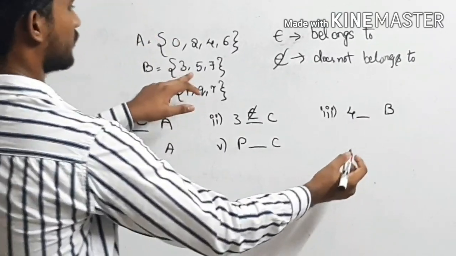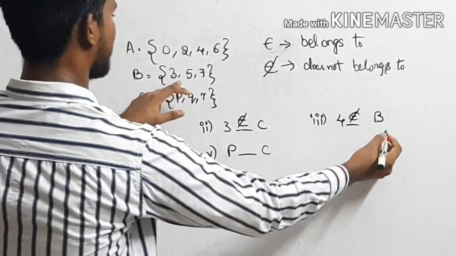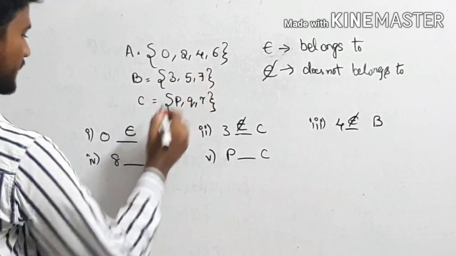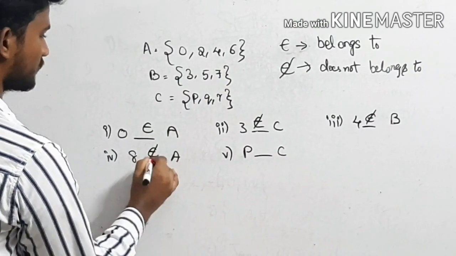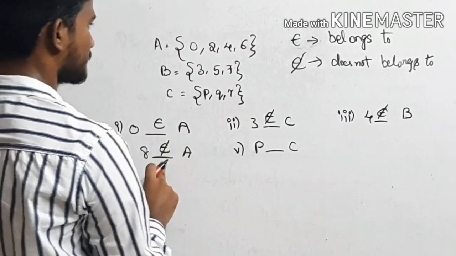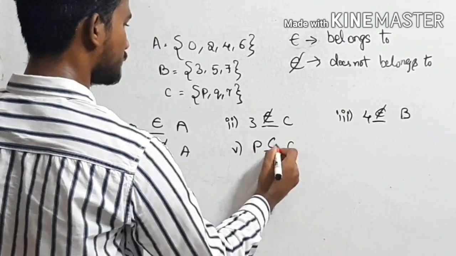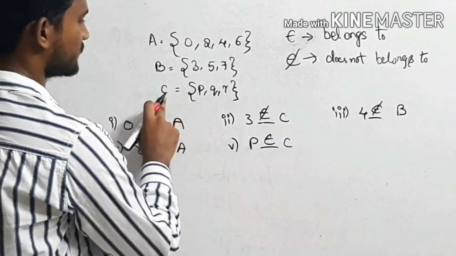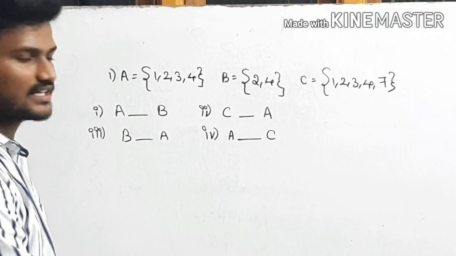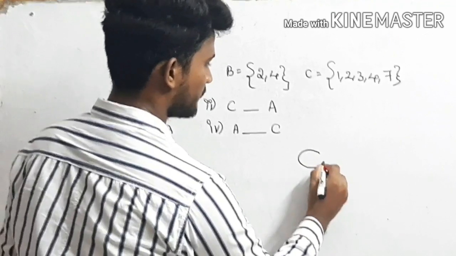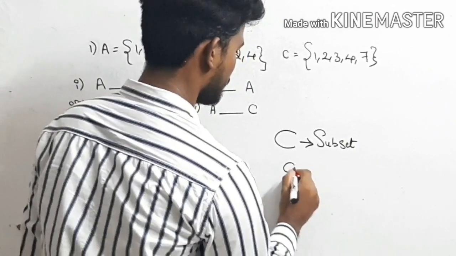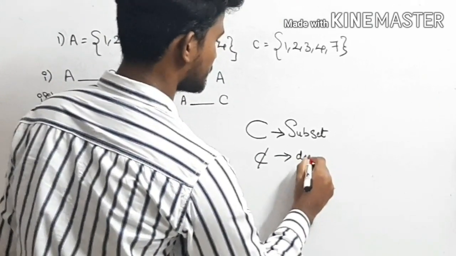4 in B. 4 does not belong to B, because 4 is not present in the set B, so we write does not belong to. And 8 does not belong to A, because 8 is not present in the set A, so we write does not belong to. P belongs to C, because P is present in the set C. Just like this question, this one depends on the subset, and this one is not a subset.